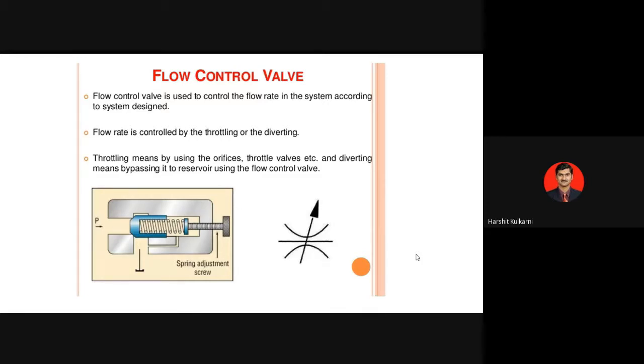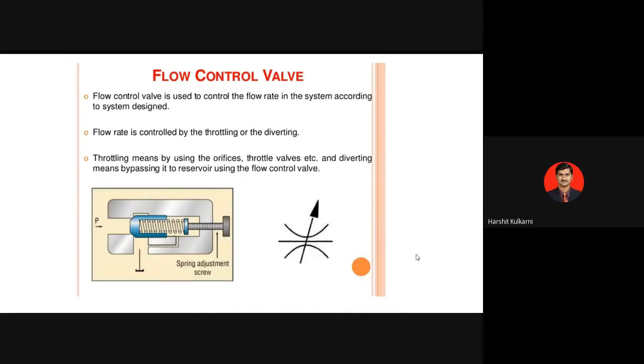What is throttling? You have heard this word throttling, which means that we make use of orifices or some throttle valves. Throttling is basically restricting the flow rate by having a converging and diverging section, or we can also divert the flow by passing it through the reservoir using the control valve.